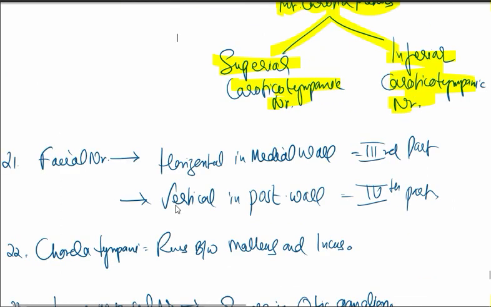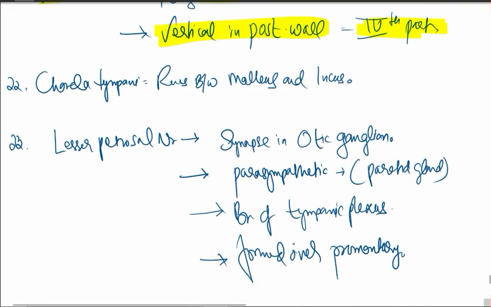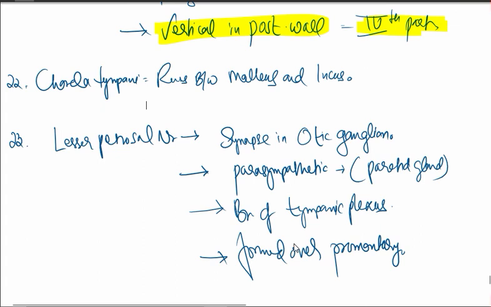Okay, next one, the facial nerve. Horizontal in the medial wall, that forms the third part of the facial nerve, and vertical in the posterior wall, that forms the fourth part of the facial nerve. Next one, chorda tympani, it runs between the malleus and incus.